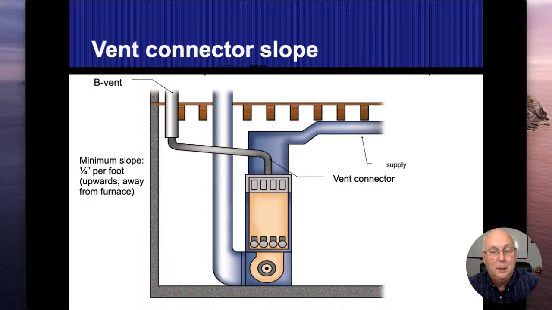Three different numbers. Vent connectors can be used on gas, propane, oil, and wood. They're going to be used on all of those. But the clearance from combustible material depends on the fuel that's being burned. So vent connectors for gas and propane, and again, please write this down, 6 inches. Vent connectors for oil, 9 inches. Vent connectors for wood, 18 inches. So 6, 9, 18, those are the 3 magic numbers we need to remember. 6 for gas, 9 for oil, 18 for wood.